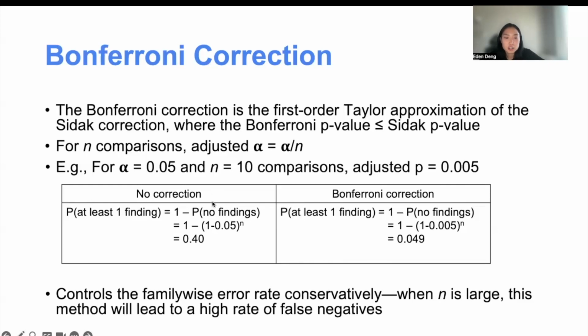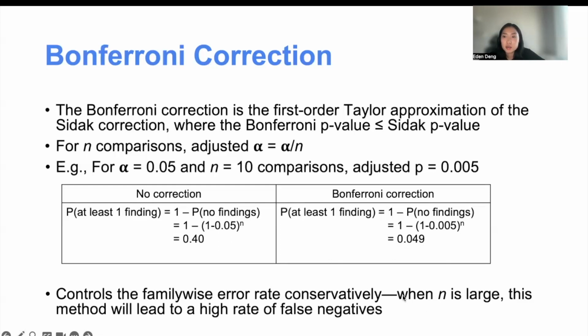So without any correction, if we were just to use this cutoff of 0.05, we would see that our family-wise error rate is 0.4, which is a really high probability. On the other hand, if we were to apply the Bonferroni correction, so instead we're using this cutoff of 0.005, then our family-wise error rate is instead 0.049, which is under our original desired alpha of 0.05. So this is how the Bonferroni correction successfully controls that family-wise error rate.